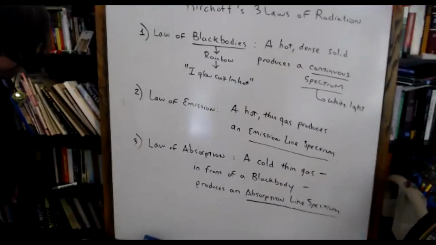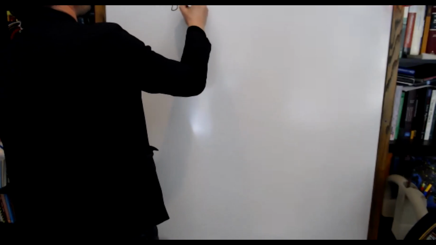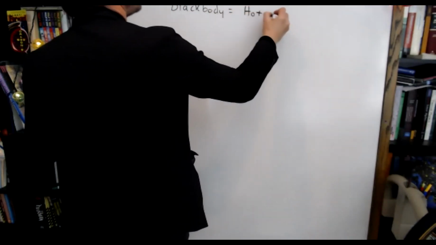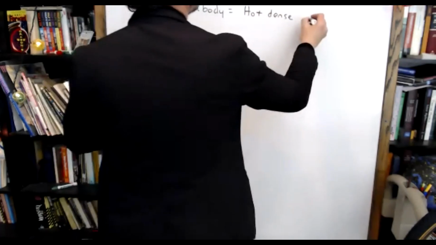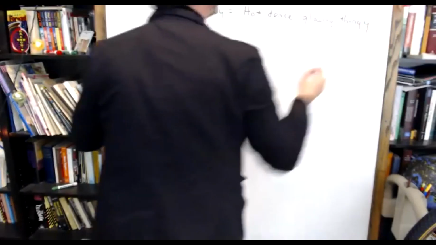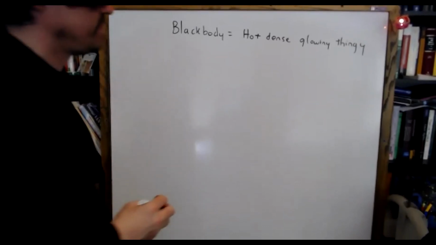Let's focus on black bodies and let's talk about them. We're going to need these formulas for our next homework. So a black body is a hot, dense, glowing thingy. I say thingy because it's not always solid that produces black body light.